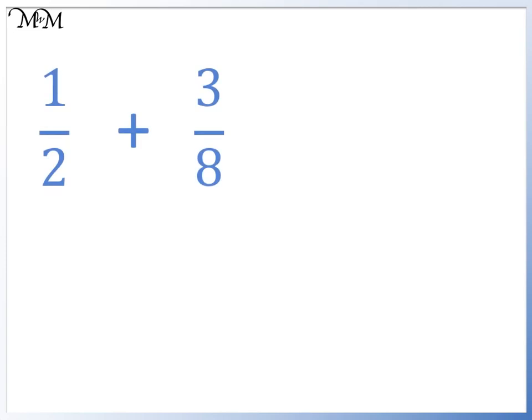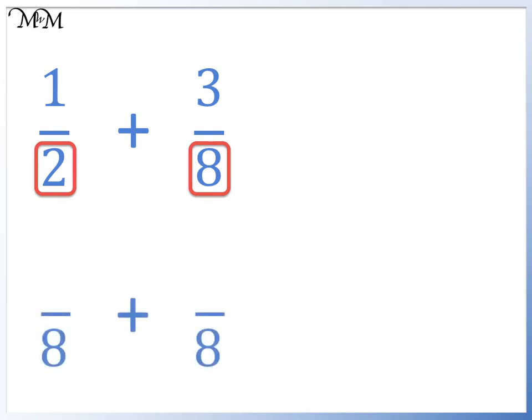Here's another example. A half plus 3/8. We need the denominators to be the same so that we can add them. Let's look at the smallest number that they both divide into. 8 is the smallest number that 8 divides into. We can now check whether 2 also divides into 8, and it does. So our common denominator can be 8.